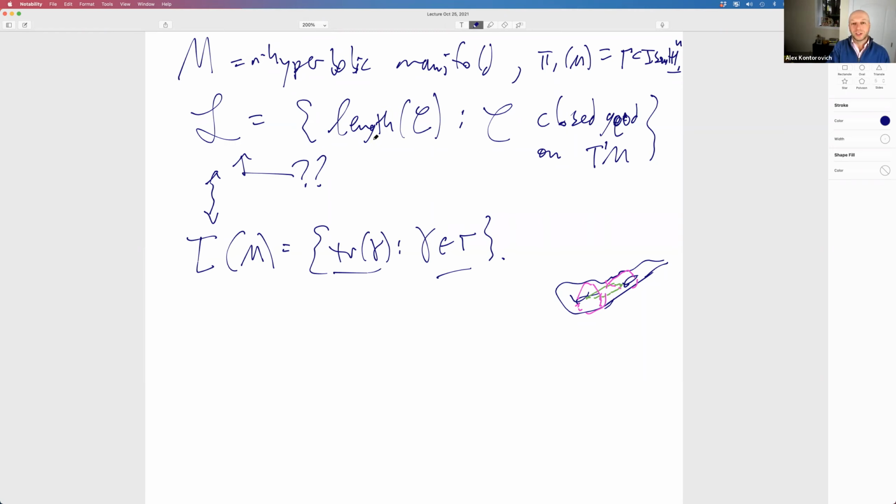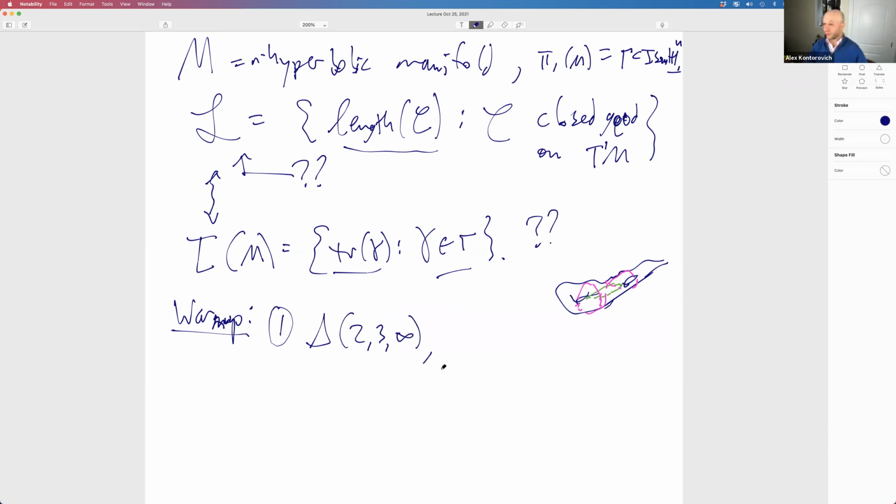And so trying to understand the set of lengths of closed geodesics is very closely related to trying to understand the set of traces of a given manifold. So let's just do a couple of warm-up examples. This is warm-up, just to see what kind of things we might be able to ask or say about anything. So warm-up 1, let's think about the 2, 3, infinity Hecke triangle group.